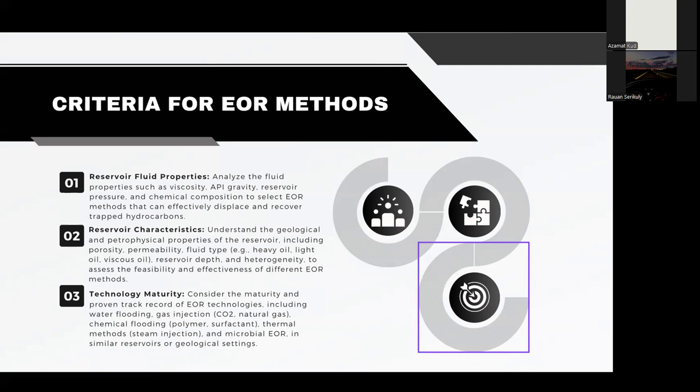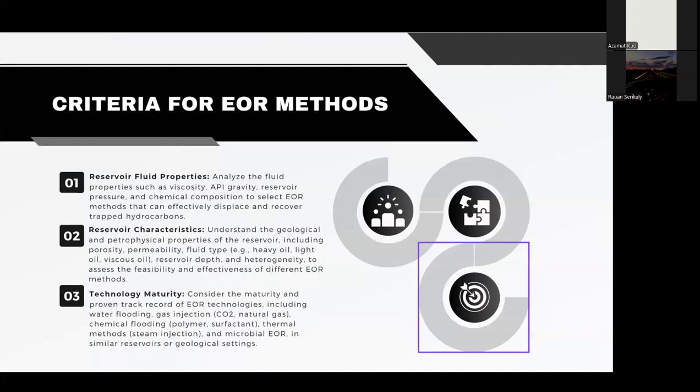So next is reservoir characteristics. Understand the geological and the petrophysical properties of the reservoir, including the porosity, the permeability, and the fluid type, what type of oil, heavy oil, light oil, or viscous oil, and the reservoir depths and the heterogeneity, to assess the feasibility and effectiveness of the different EOR methods.